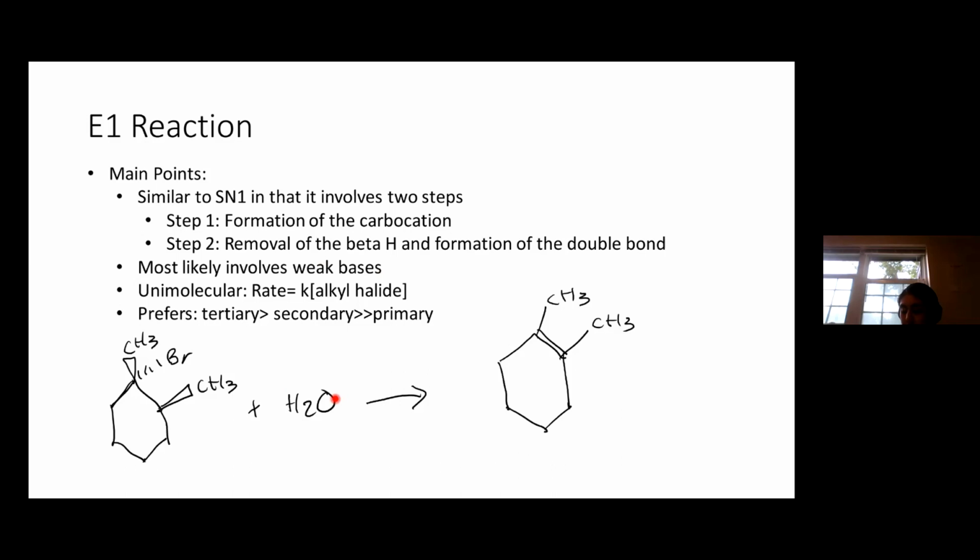And similarly to SN1, this is a unimolecular reaction, such that we're only going to focus on alkyl halides for knowing the rate. And again, similarly to SN1 reactions, we prefer tertiary over secondary over primary, because in step one we're still forming that carbocation. We know that carbocation wants to be stable, so it's going to be more stable with the tertiary carbon. Are there any questions so far?